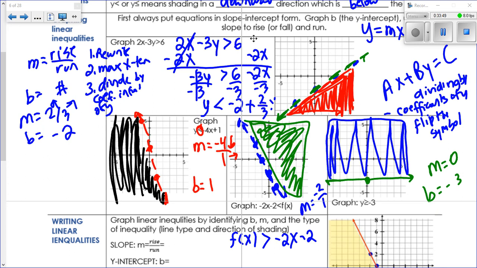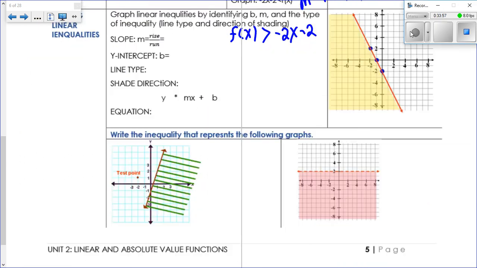Next part, we're going to work on writing the formula for linear inequalities using the slope and the y-intercept. In order to graph linear inequalities, you have to be able to identify the y-intercept, b, the slope, m, and the type of inequality or line type and the direction of shading. So we're going to go with the line type first. This is a solid line, so I know my inequality is going to be greater than or equal to or less than or equal to. The shade direction is going to tell me whether it's greater than or less than.